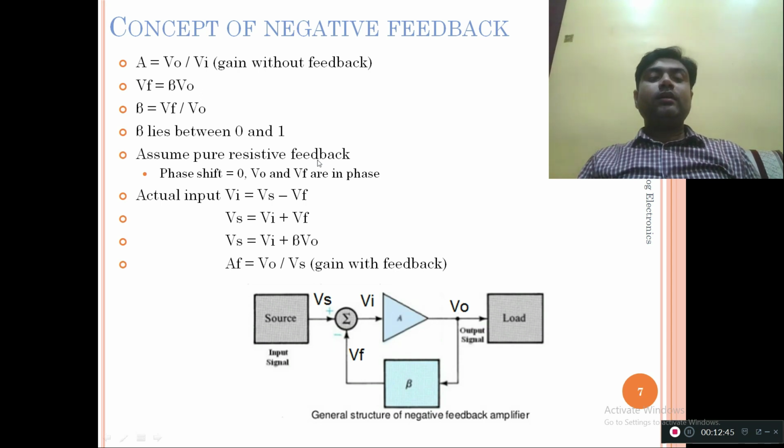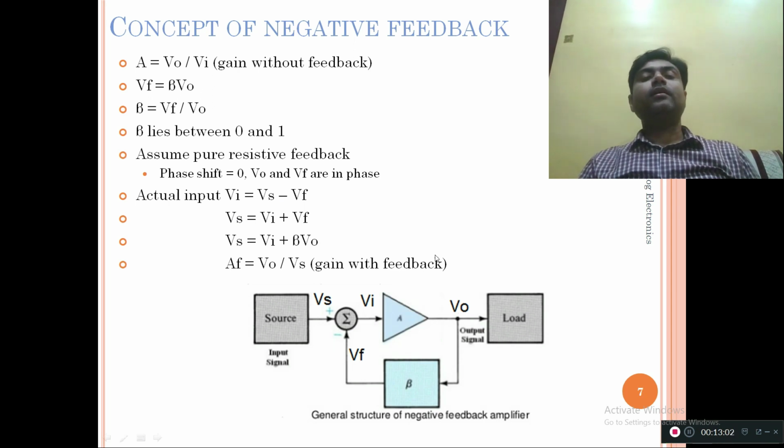I already told you that we are using the resistive network for the feedback to avoid any phase shift, so that Vo and Vf become in phase. So this is the small derivation which will characterize the gain of the negative feedback and how it is related with the open loop gain, or the gain without feedback. Starting with the actual input Vi, we can see that Vi is Vs minus Vf. So Vs can be written as Vi plus Vf, and this Vf, which is the feedback voltage, can be replaced from this equation, that is beta into V0.